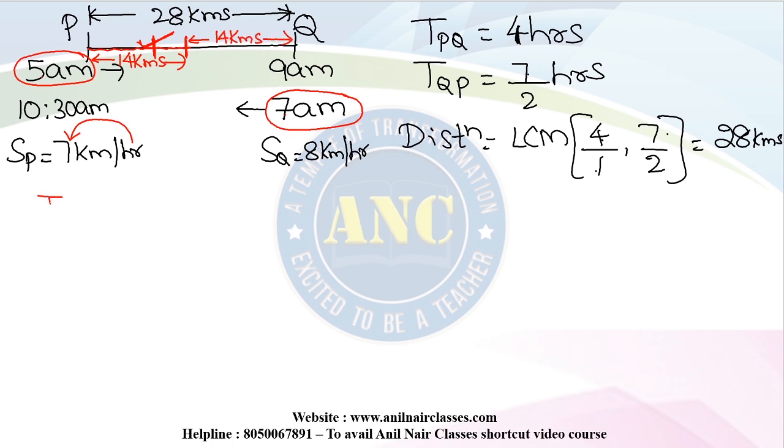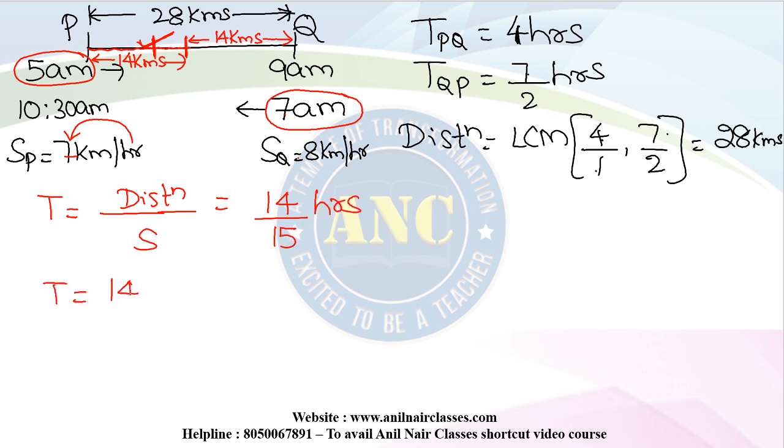And they are asking you the time. Time is equal to distance by speed. So the distance that both need to travel is the remaining 14. Speed when they are traveling in opposite direction is 7 plus 8. 7 plus 8 is 15. So 14 by 15 hours is the time.